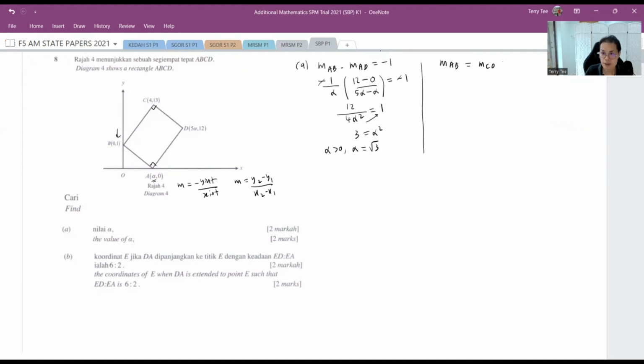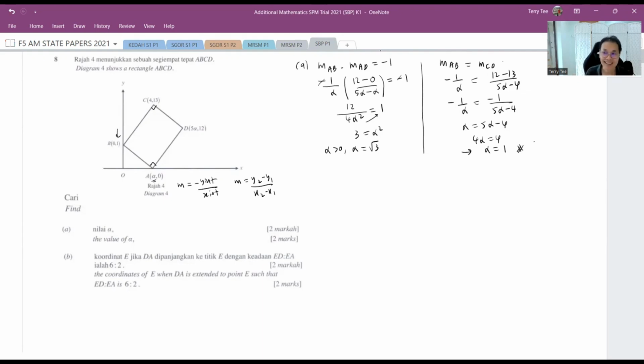But if I go and use gradient AB equals gradient CD, I think I'll be able to get this answer. So AB is -1 over alpha. Gradient CD, I will use, for example, 12 minus 13 divided by 5 alpha minus 4. So -1 over alpha is -1 over 5 alpha minus 4. When you compare your denominator, you can cancel the -1, bring this over, 4 alpha equals 4, alpha is 1.